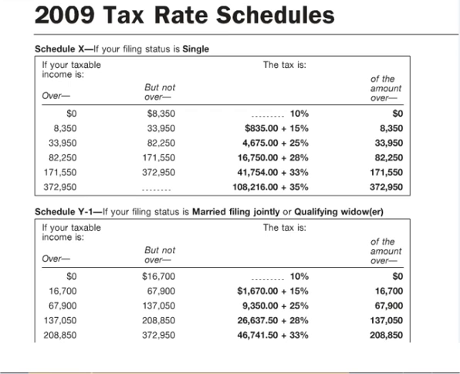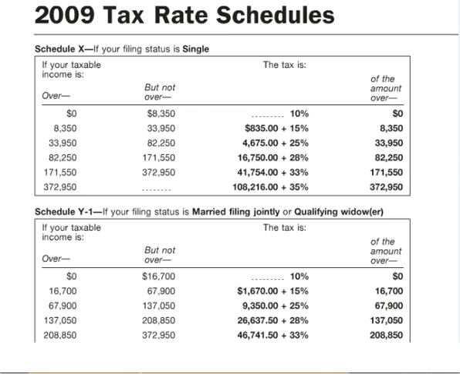Right? So if say you make $48,000 in a year as a single person, you're going to go down to the third line. You're between $33,950 and $82,250. See where it says the tax is $4,675 plus 25% of the amount over $33,950. So what that's telling you is that for the first $33,950, your total tax is $4,675.